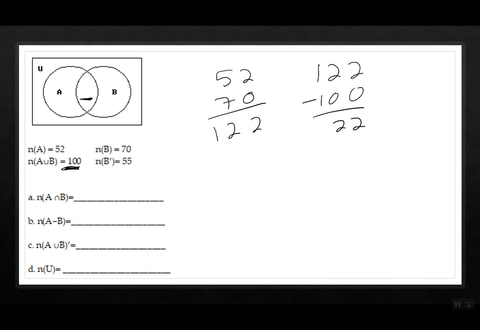So if I'm given the union and I'm trying to get the intersection, I just add them together and say, hey, how much too big was it? That was 22. I'm going to finish my Venn diagram before I try to even look at the questions. Okay.